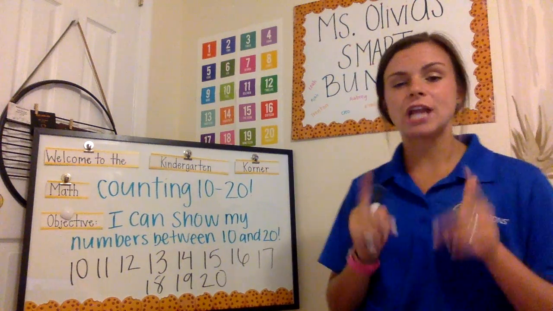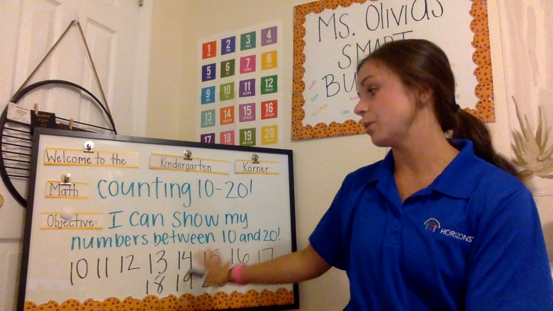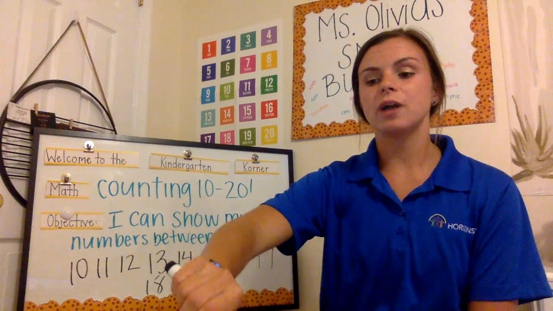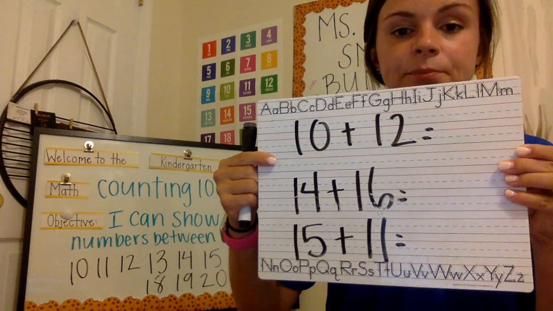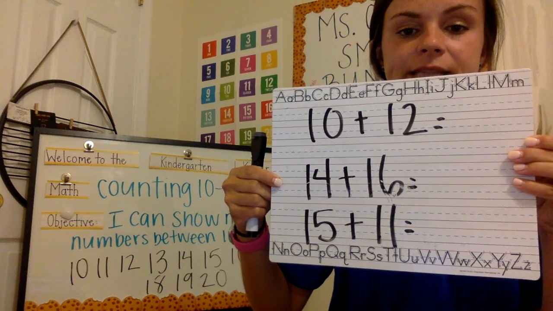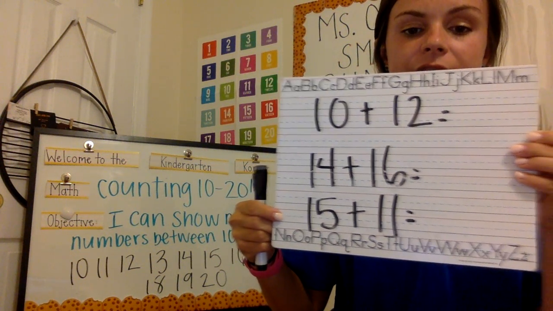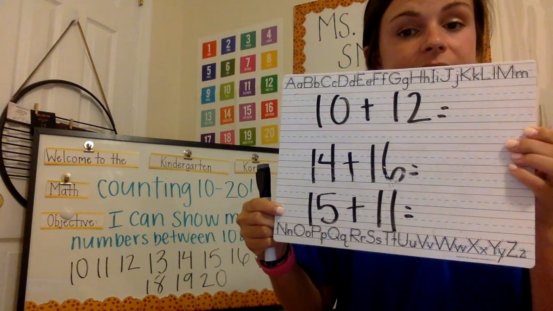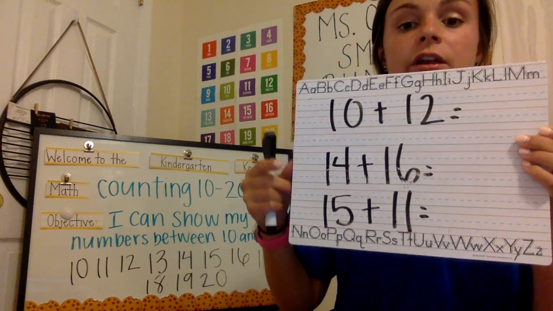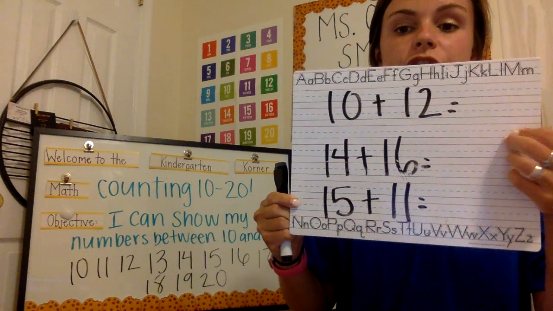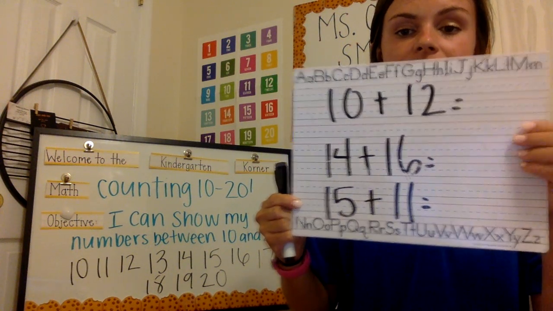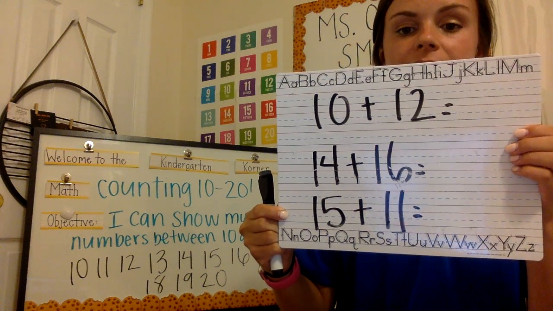Okay, and with that, I want to challenge you guys at the very end after you guys represent your numbers. I want you guys to look at these problems right here. Okay, I have 10 plus 12, 14 plus 16, and 15 plus 11. And you're going to represent these by showing me 10 plus 12, 14 plus 16, and 15 plus 11 to find me one total number. Okay, so you guys can pause the video if you need to see it again.